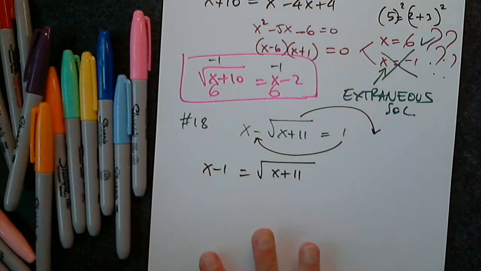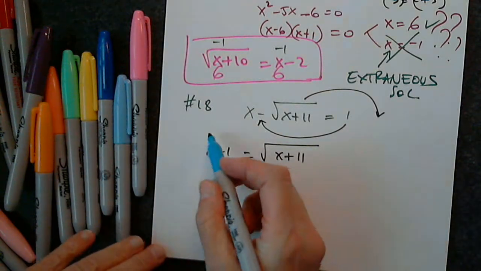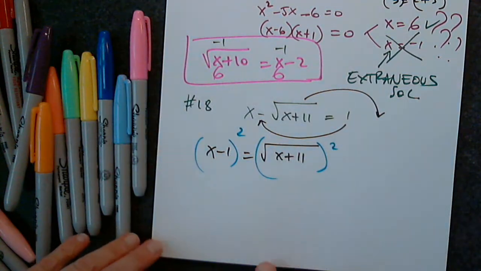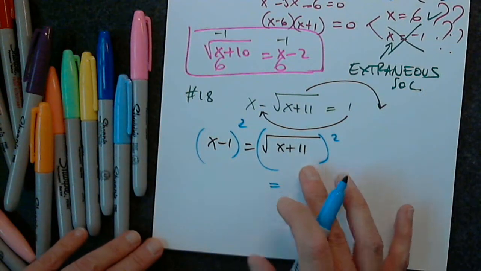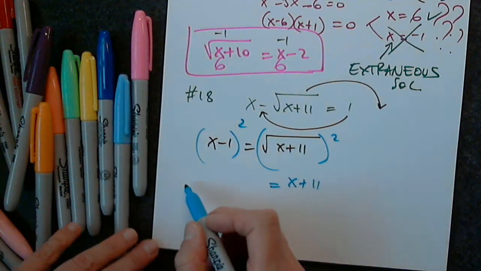What do we do next? Excellent. We square both sides. And now the right-hand side. Very good. Now the left-hand side.